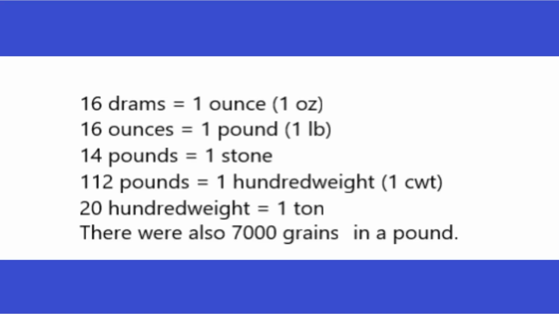Weight measurements under the avoirdupois system are: 16 drams equals 1 ounce, 16 ounces equals 1 pound, 14 pounds equals 1 stone, 112 pounds equals 1 hundredweight, 1 CWT, 20 hundredweight equals 1 ton. There were also 7,000 grains in a pound. Some alternatives: 8 pounds equals 1 butcher stone, used in London meat markets. 100 pounds equals 1 central or new hundredweight.